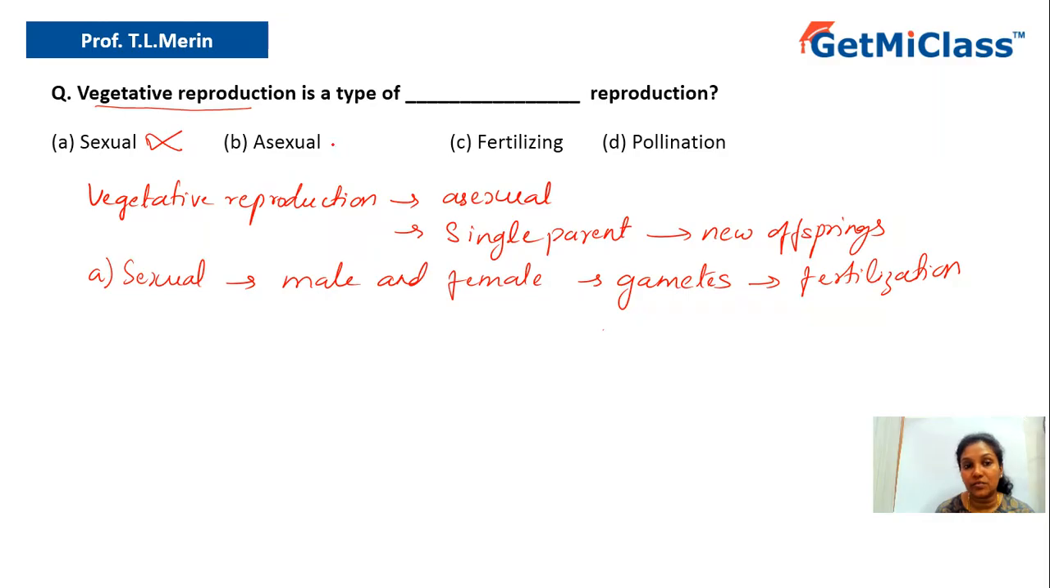Option B is asexual reproduction. I have already told you that in asexual reproduction only one parent is involved, and hence vegetative reproduction happens by asexual reproduction. So this is the right answer.